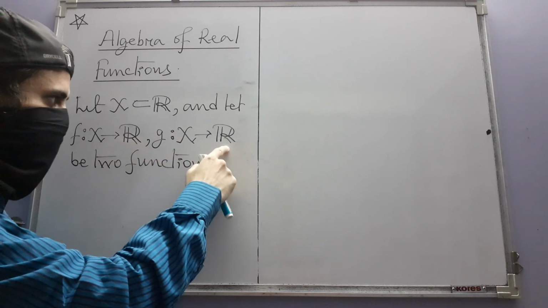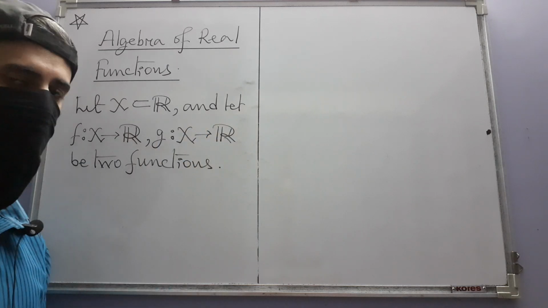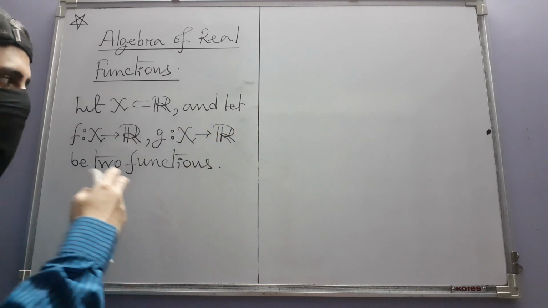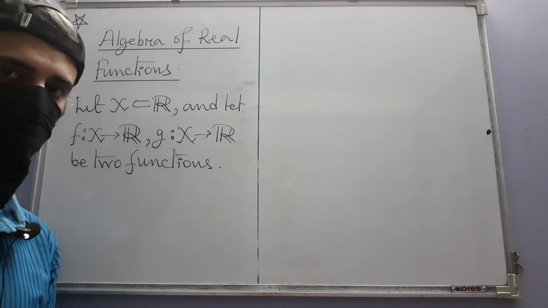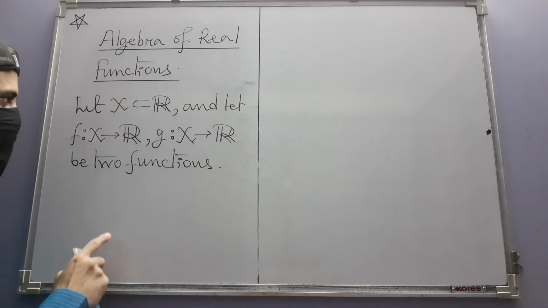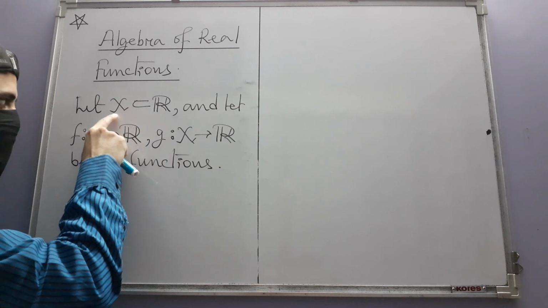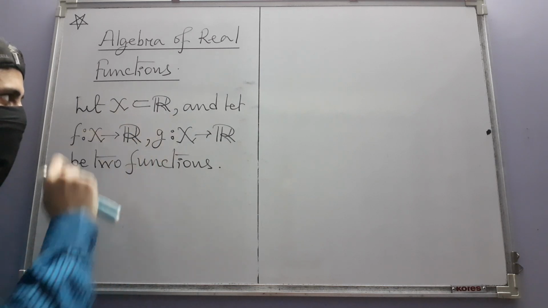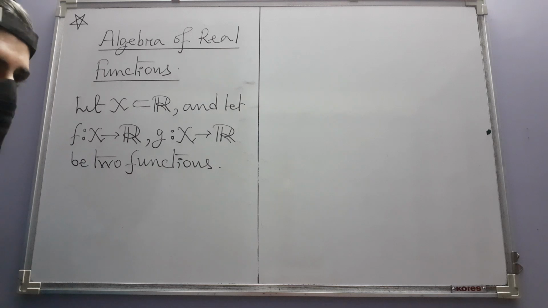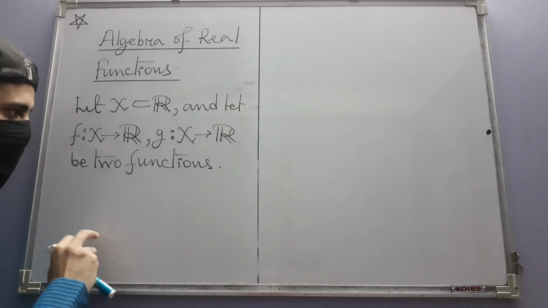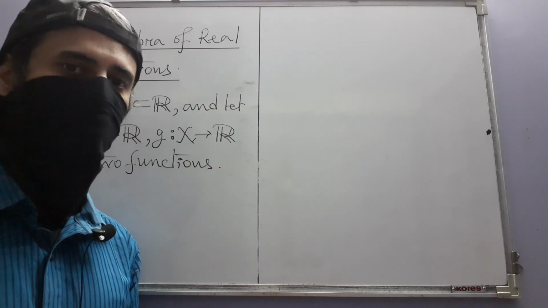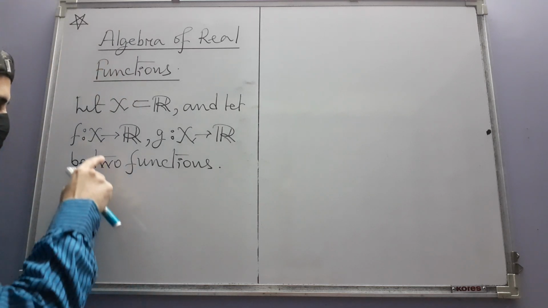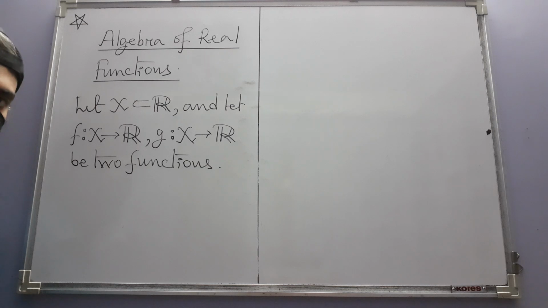In other words, the codomain should be the set of real numbers. Or more generally, it simply means that the values of f and g will be real numbers. And along with that, the domain should be a subset of the set of real numbers. In order to define these algebraic operations on these functions, say we are going to, for example, add f and g, it's necessary that we choose the same domain. So let's now see what these things are.